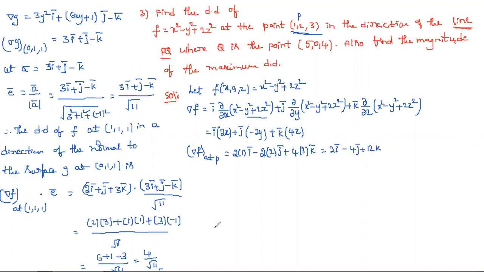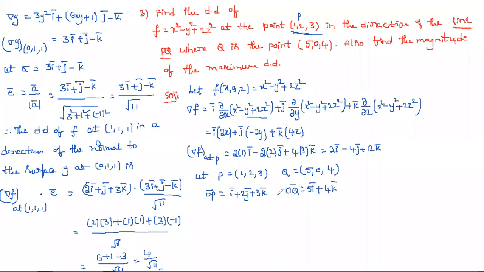This is del f. Next, immediately what we require is the line PQ. So here, let P be equal to 1, 2, 3, as already mentioned, and Q is nothing but 5, 0, 4. We need to find the line PQ. How do we get it in vectors? First you need to write it in vector notation. OP bar is equal to i bar plus 2j bar plus 3k bar. Next, OQ bar is equal to 5i plus 0j plus 4k.